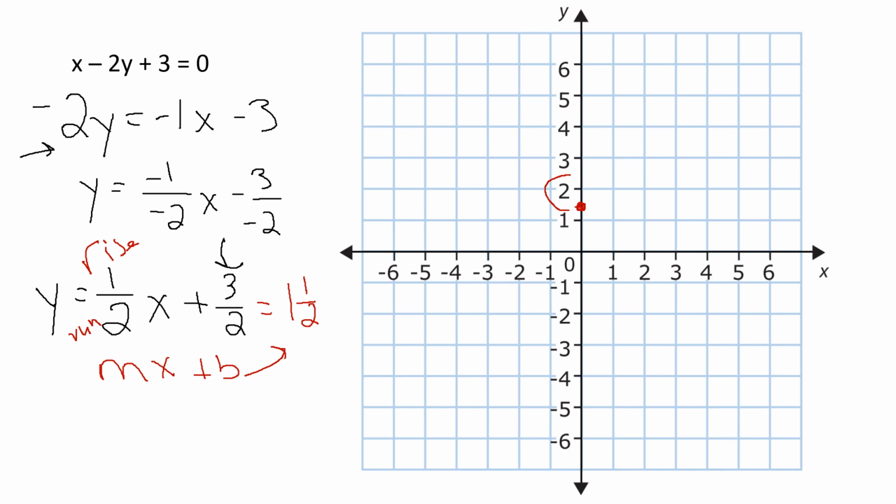And then we're going to run. So we have my rise over run. 1, 2. So my point will be there. So you're going to rise 1, run 2. We went up because it's positive. And we always and forever run right. So then there's my line.